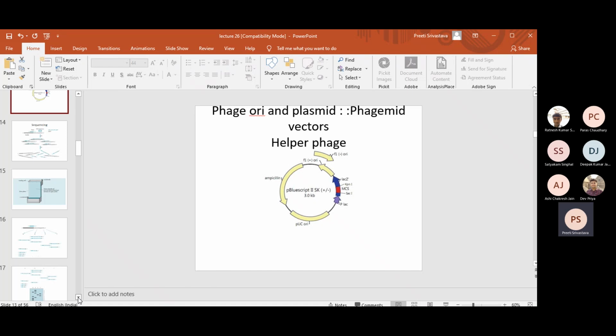So this was the way people were initially doing sequencing, I mean, initially preparing the single-stranded template for sequencing. So let us now move one step further, to see how exactly we can get the sequence.